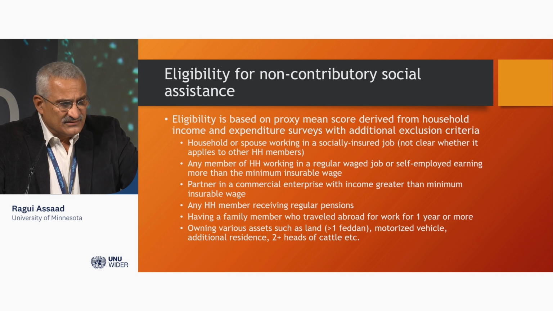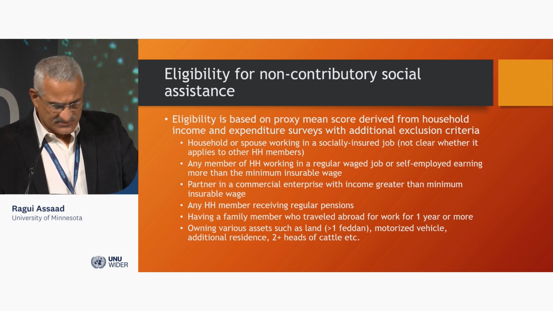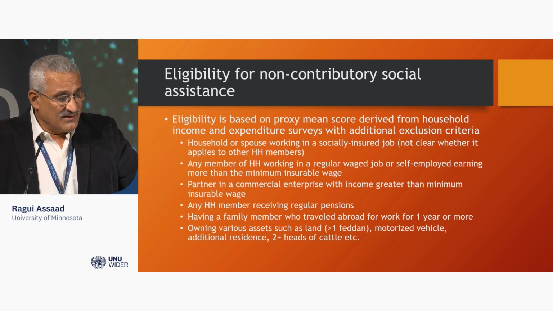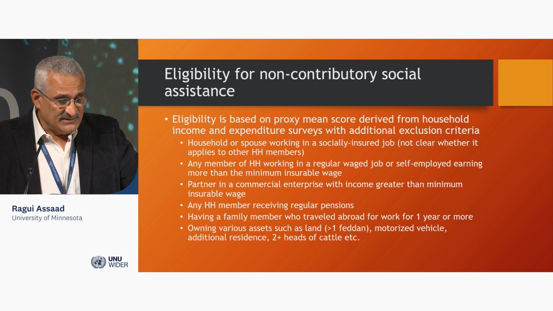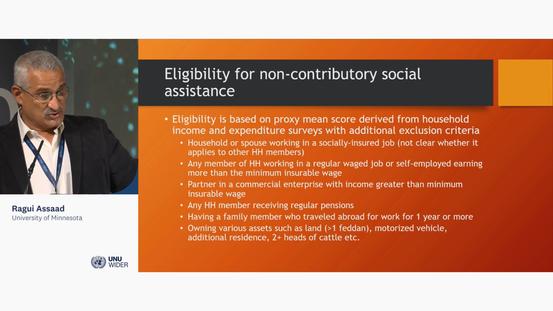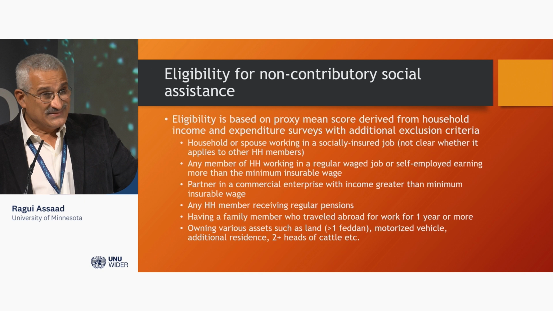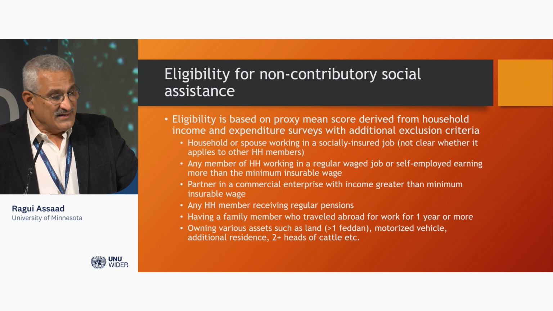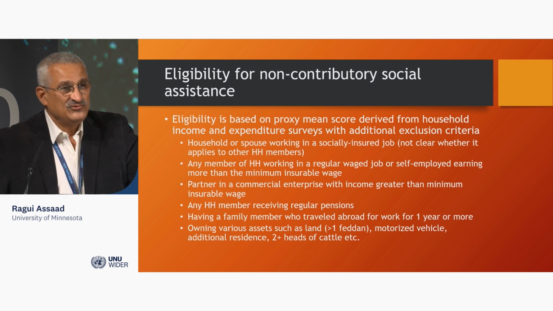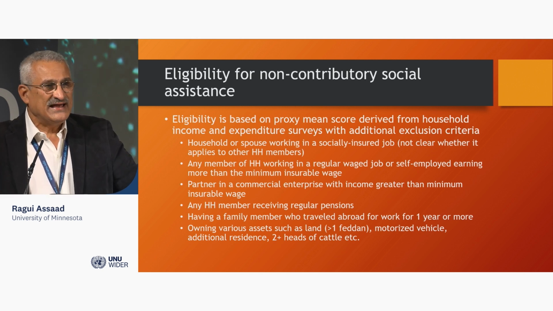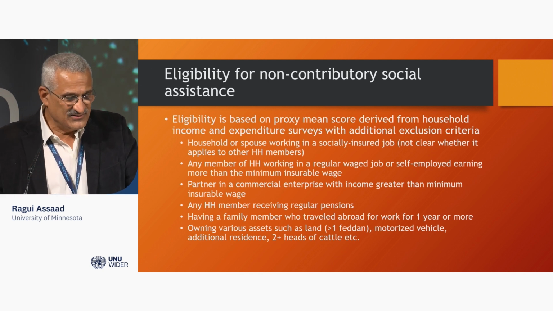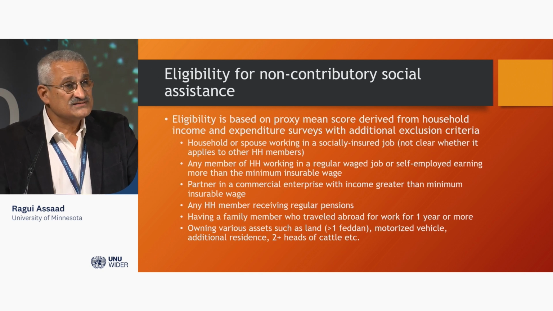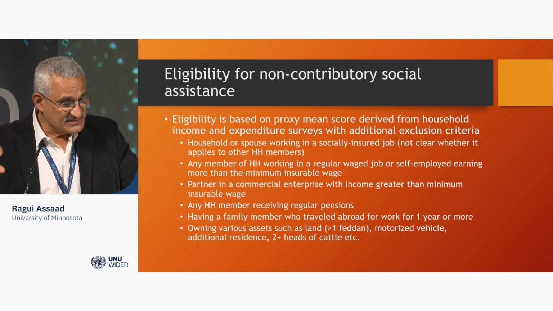I want to spend a little bit of time on the eligibility for these non-contributory social assistance programs, because they're the ones that provide the incentive structure that we'll talk about later. While there is a basic proxy means test that is applied to households to decide whether they're eligible or not, in addition to the proxy means test, there are a bunch of exclusion criteria. And in effect, the exclusion criteria say that if you touch the contributory system in any way, through any household member who has a socially insured job or who has a pension through a contributory system, then you're not eligible for the non-contributory system.